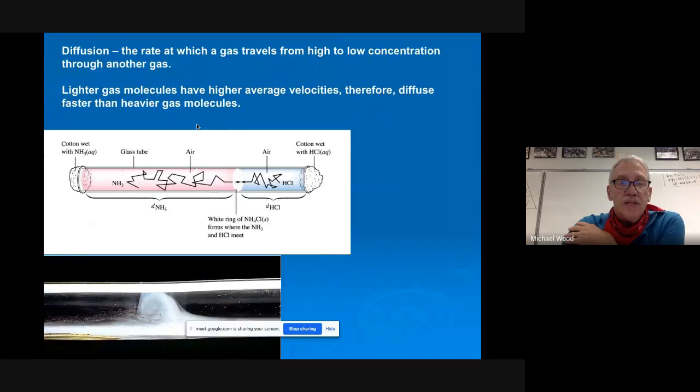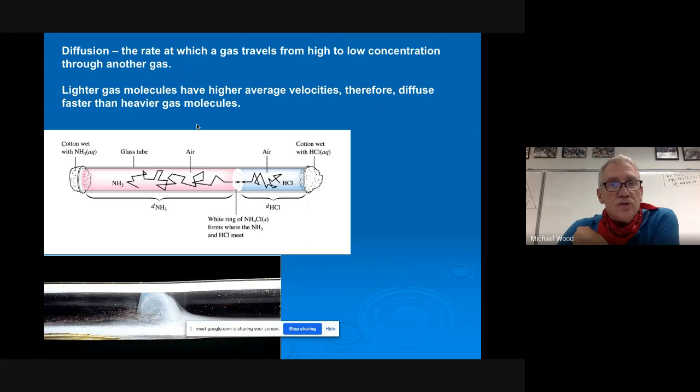Here's another thing, a small minor point, but the word diffusion. We're going to have diffusion here now, and in a minute, effusion. Diffusion is the rate at which a gas travels from high to low concentration through another gas. That's the definition of diffusion. Lighter gas molecules have a higher average velocity, same exact principle. The smaller a molecule is, the faster it moves.